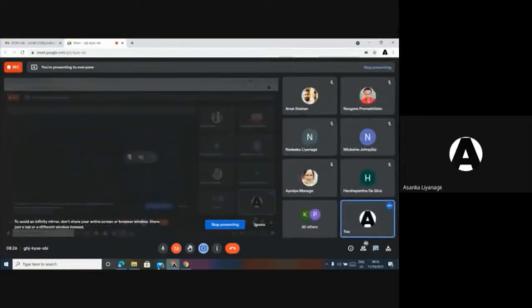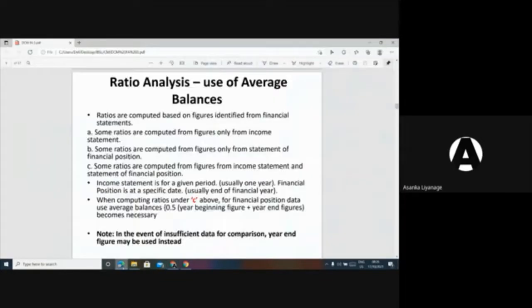Right. I'm doing this class slowly because this is the most important session as far as your exam is concerned. I think you don't have any doubt at all when it comes to taking figures from the balance sheet and the income statement when you are doing ratio analysis. Right. We'll move on.